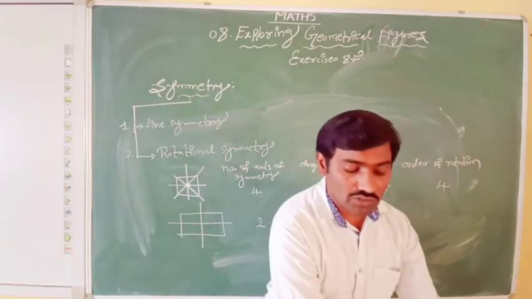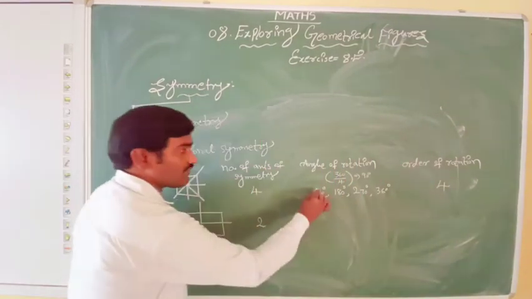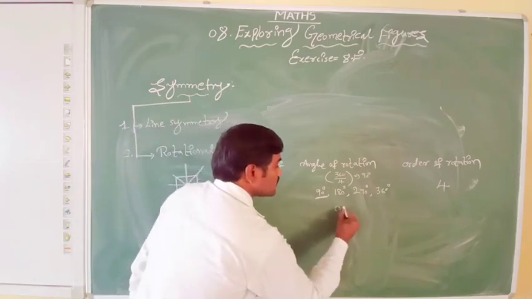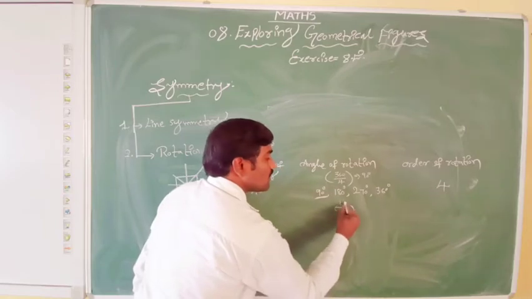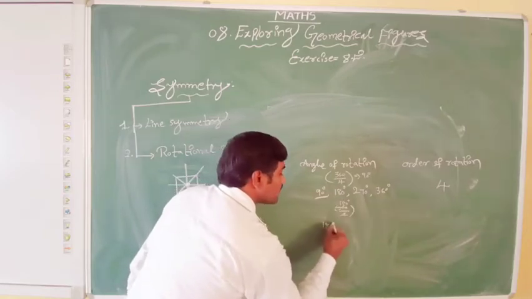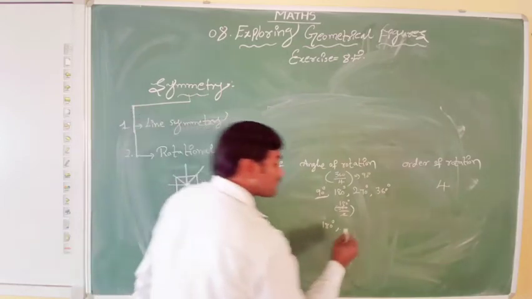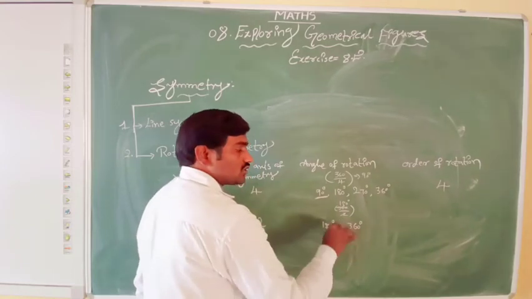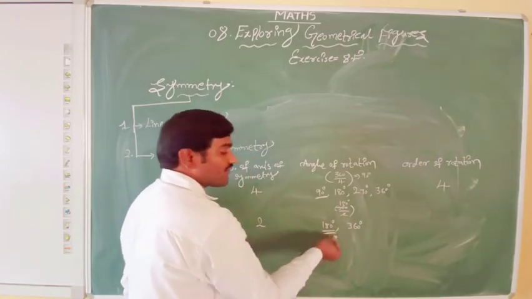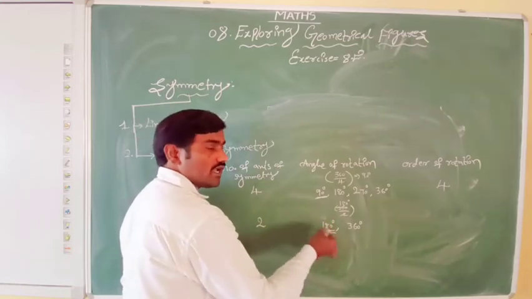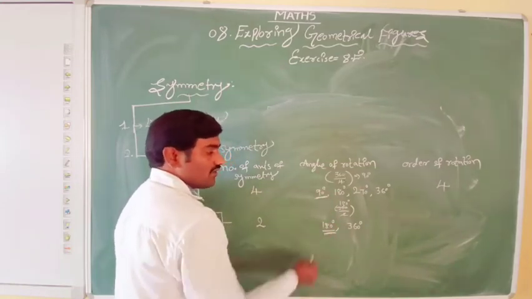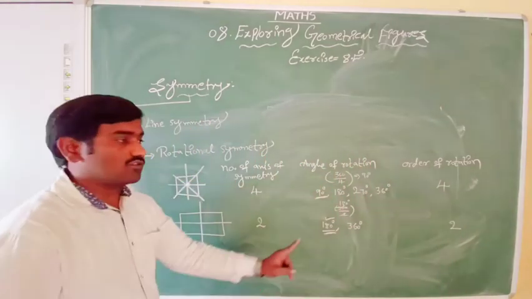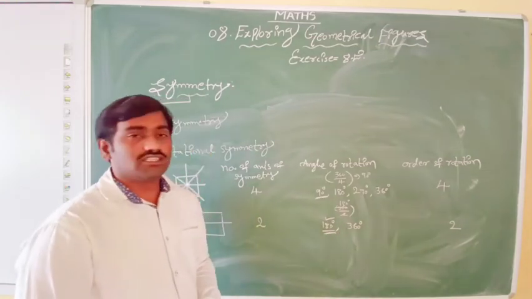I hope you understood now. The angle of rotation is 360 degrees divided by the number of axes, which is 2. 360 divided by 2 is 180. That means 180 degrees is the angle of rotation. At 180 degrees it looks the same, and also at 360 degrees. And the order of rotation, how many times it looks the same? 2 times. One at 180 degrees, the next at 360 degrees.